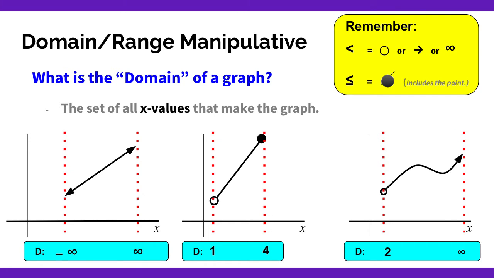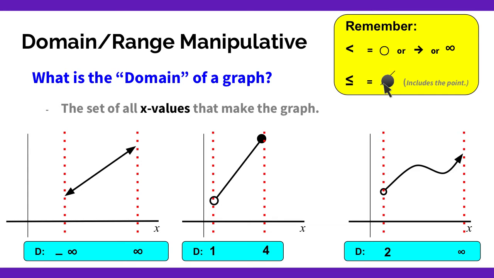Now what we're going to do is try to figure out the inequality parts of this. So there's a couple different scenarios here. We're going to use a less than symbol if we have either an open dot or an arrow, meaning that the graph goes to infinity. So you use a less than symbol if you have an open dot like this or an arrow that points to infinity. You're going to use a less than or equal to symbol if you have a closed dot.